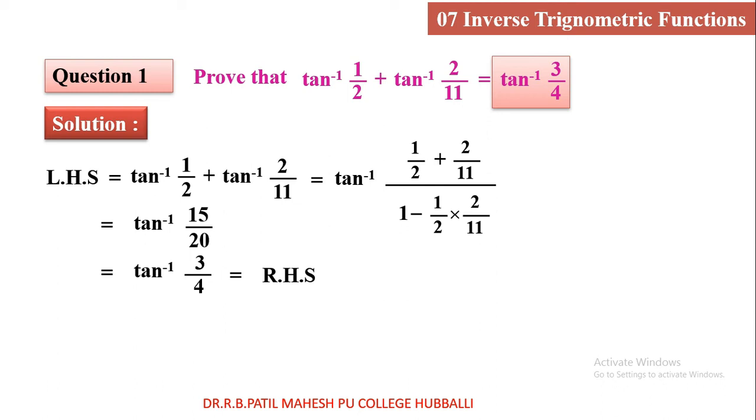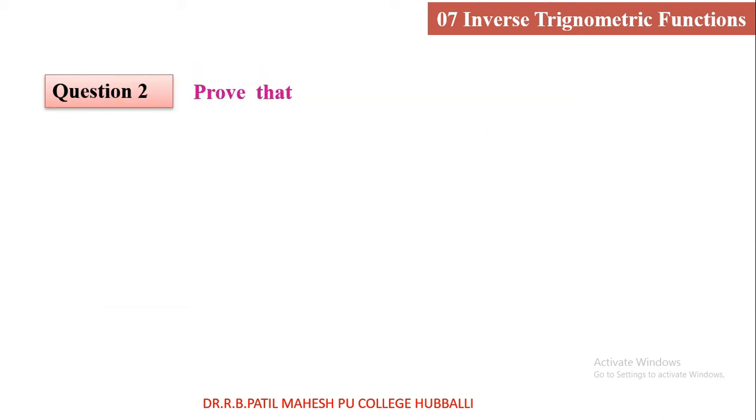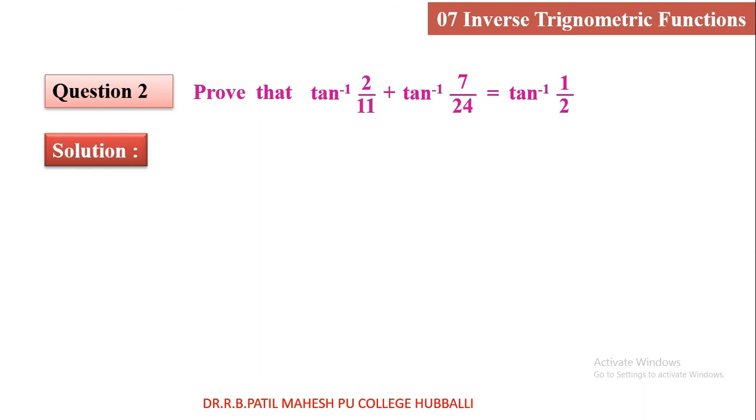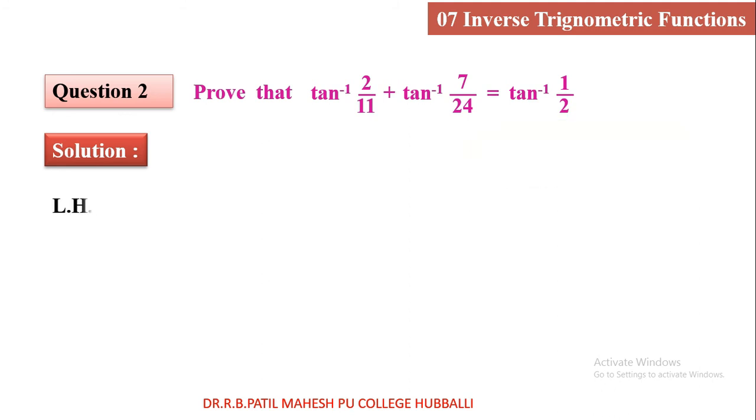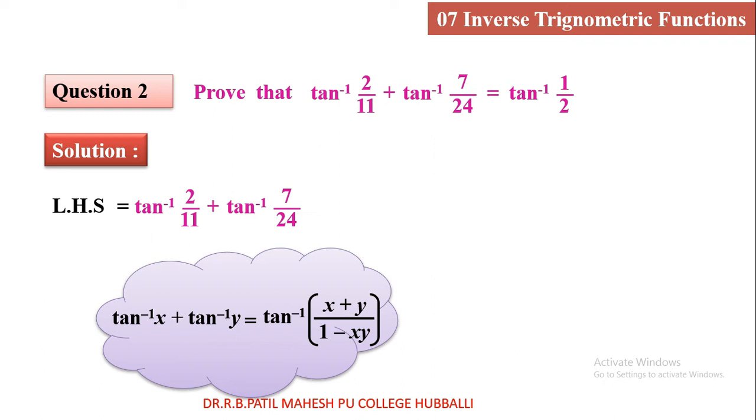Similar to this, let us consider one more. Prove that tan inverse 2 by 11 plus tan inverse 7 by 24 is equal to tan inverse 1 by 2. Let us consider the left hand side, that is LHS. So that will be tan inverse 2 by 11 plus tan inverse 7 by 24. Using a formula again, tan inverse x plus tan inverse y, so that will be tan inverse of x, 2 by 11, plus y, 7 by 24, upon 1 minus x into y, that is 2 by 11 into 7 by 24.